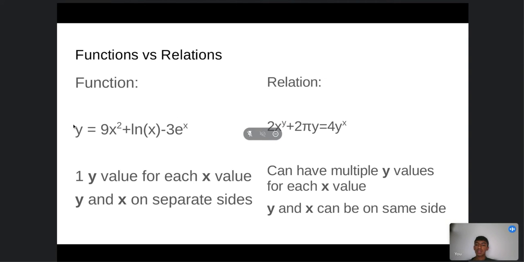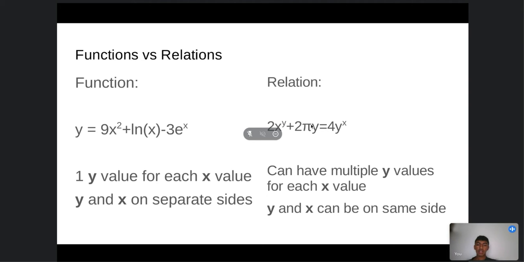So functions look something like this. You will have y equals or f of x equals, then your function on this side. Notice on this side the only variable used is x. e is not a variable, that's a constant. It's a very specific value. There's one y value for each x value you plug in. So if you plug in one x value, you won't get two y values out. And y and x are on separate sides.